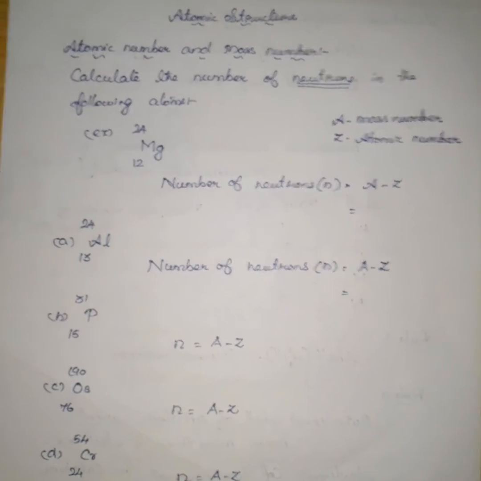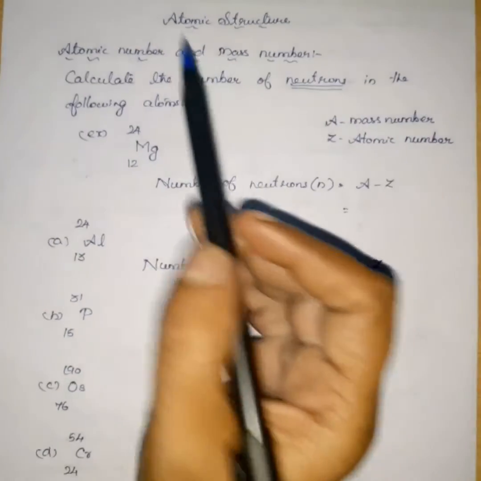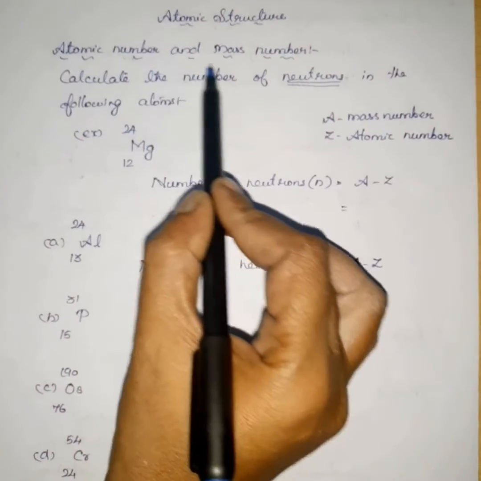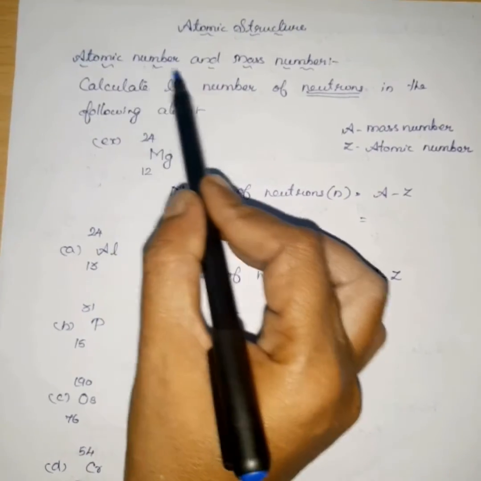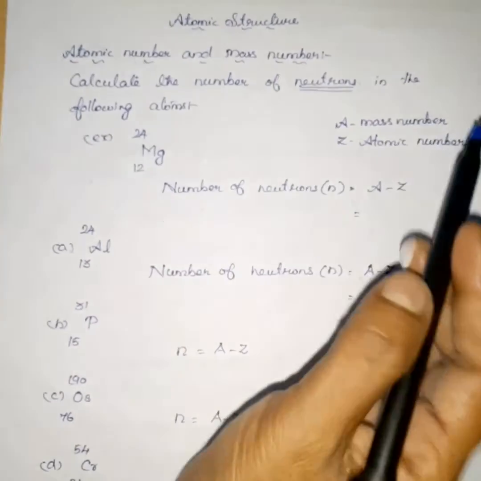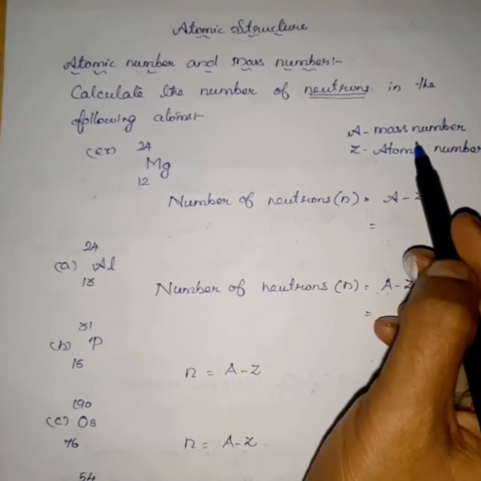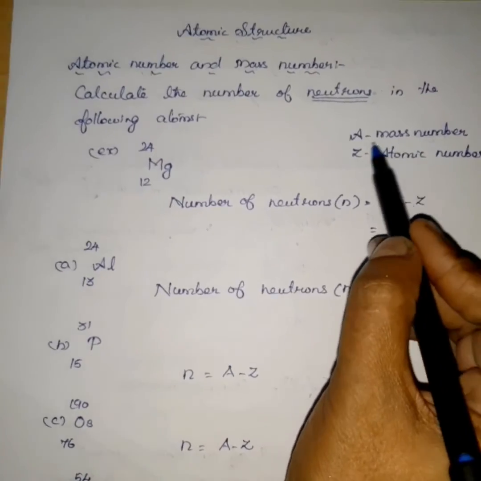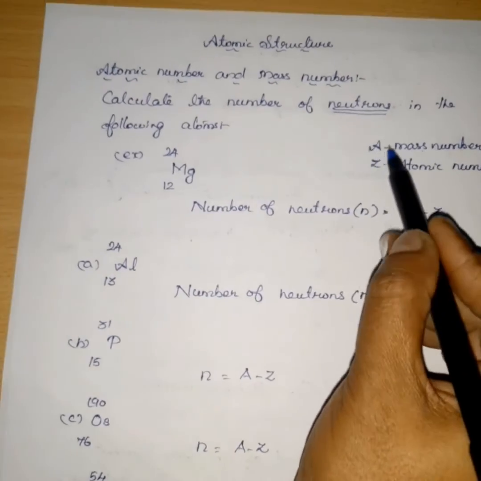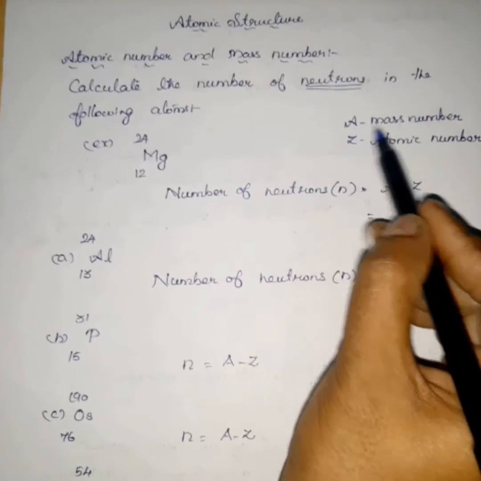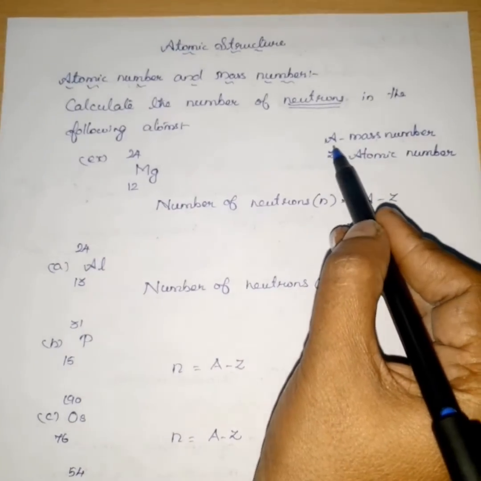Morning students. Today we are going to learn about the topic atomic number and mass number. In the previous class you have studied the definition of the atomic number and mass number. Okay, now what is mass number? Mass number is the number of protons plus the number of neutrons. It is represented with A.